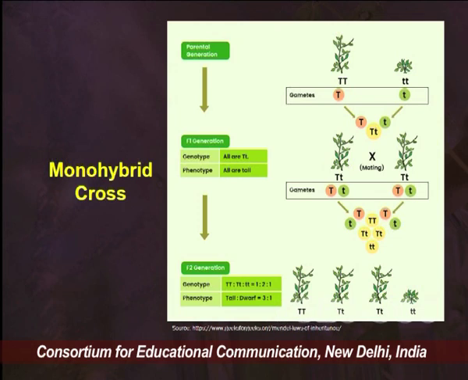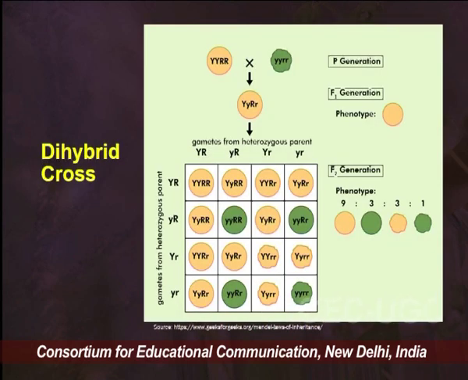What we saw in the last slide was a monohybrid cross, when only one character or one trait was studied, whereas now Mendel extended his experiments to a dihybrid cross, where two different traits are considered. So, if we are studying two different traits, then 4 genes need to be considered. They have been represented by two different letters, Y and R.